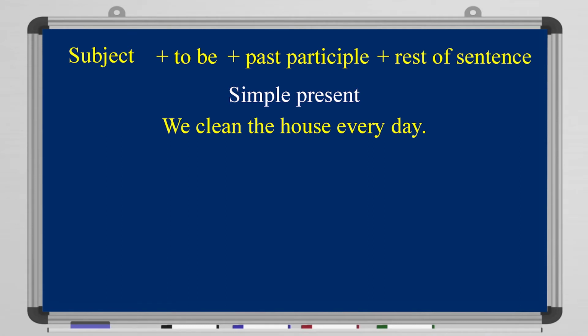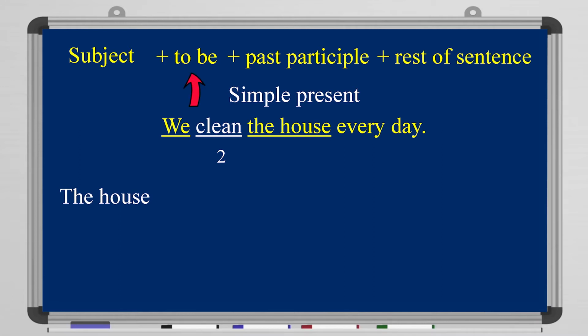With the simple present, we clean the house every day. So what did we say? First we need to identify the subject, the verb, the object. So let's do that. The subject is we, the verb is clean, and the house is the object. Then what do we need to do? Very good. I need to start with the object first. Excellent. Very good answer. Which is the house. Then what do I need to do? Look at the table.